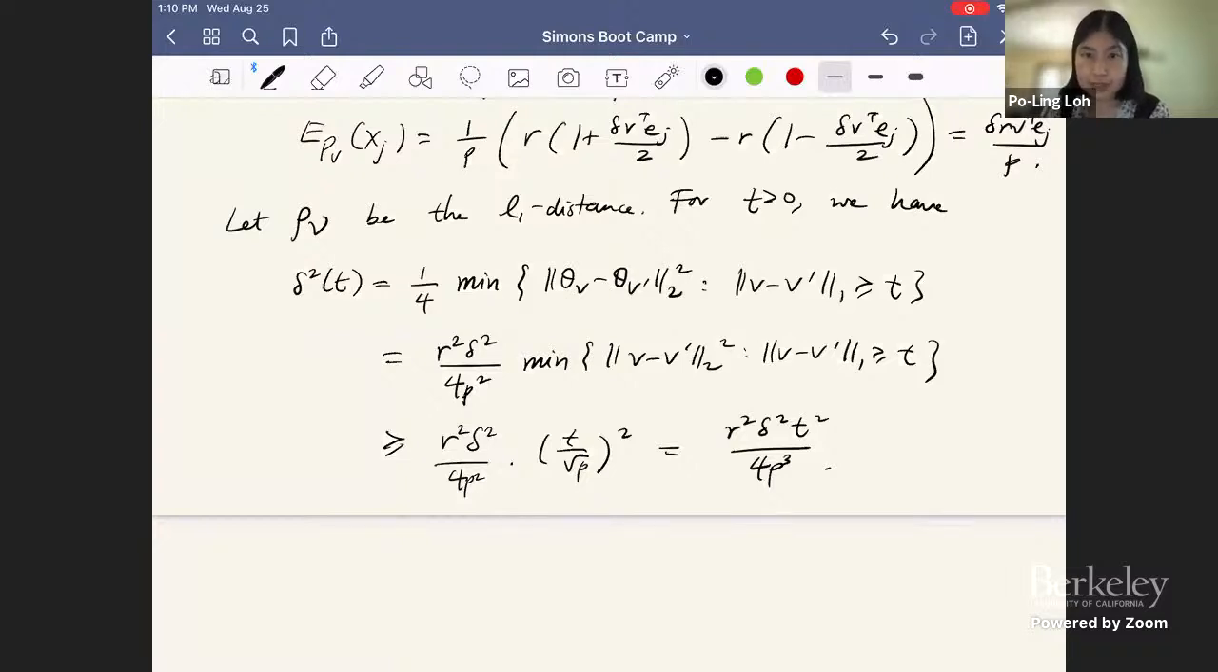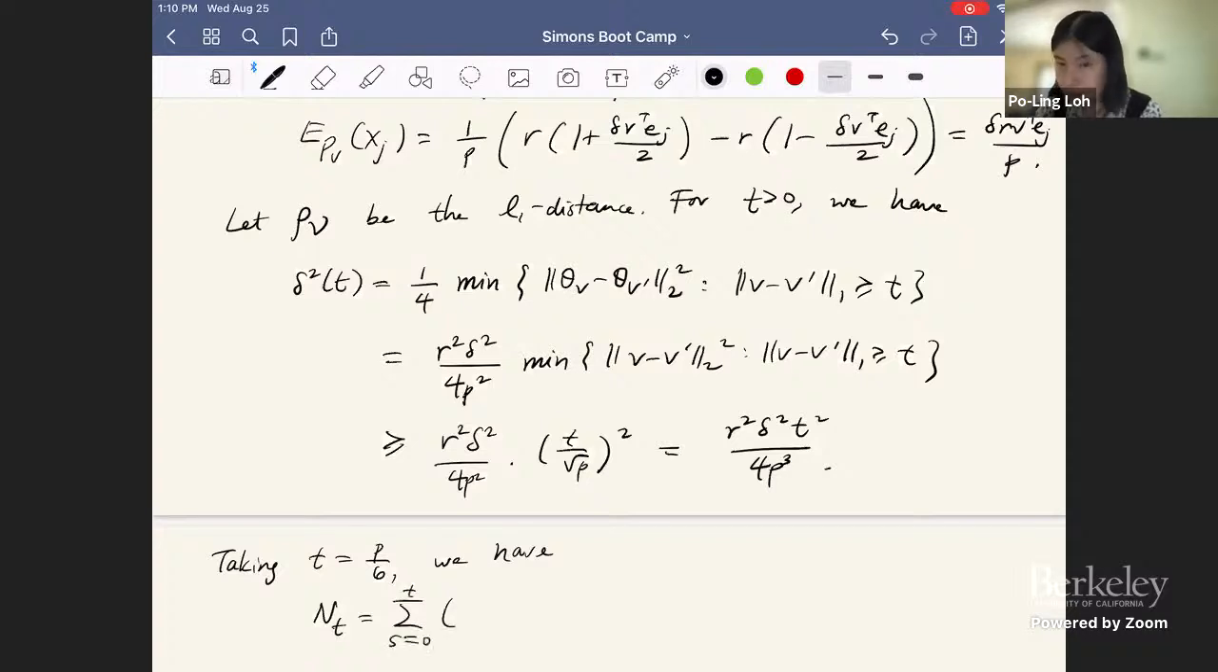Now I need to calculate the neighborhood size. I can take whatever t I want, and for the rest of this, we're going to take t equals p over 6. So you can calculate the neighborhood size to be equal to the sum, s goes from 0 to t, of p choose s. Why is this? Well, remember, the neighborhood size is in terms of the v's: how many points are within some ball. And these v's were all on the vertices of a hypercube. So it's really a combinatorial problem. How many coordinates do I change? And you can bound this using standard techniques.